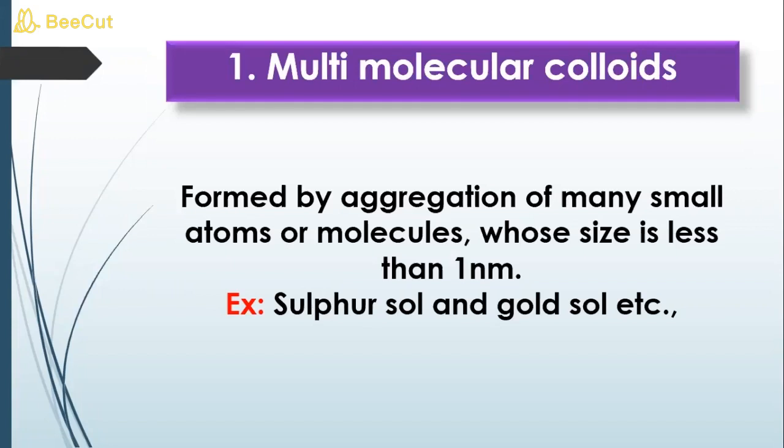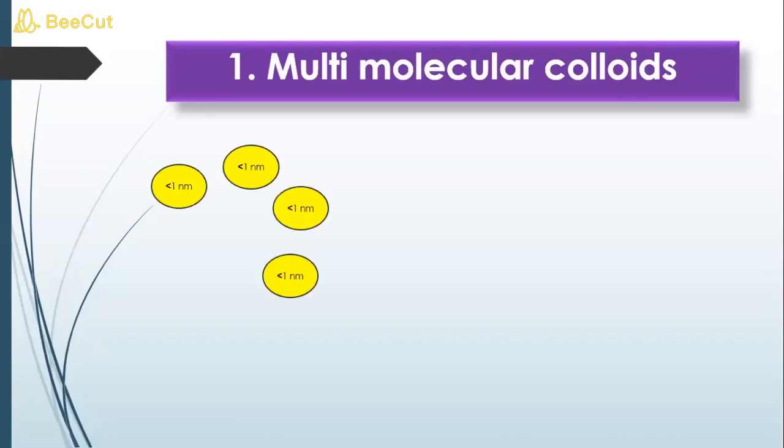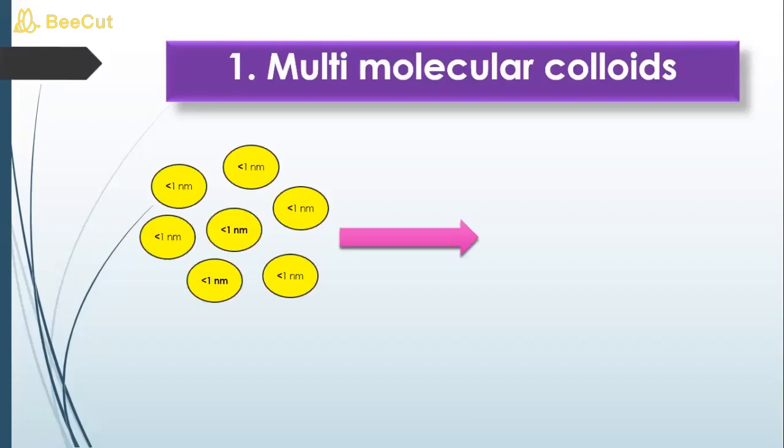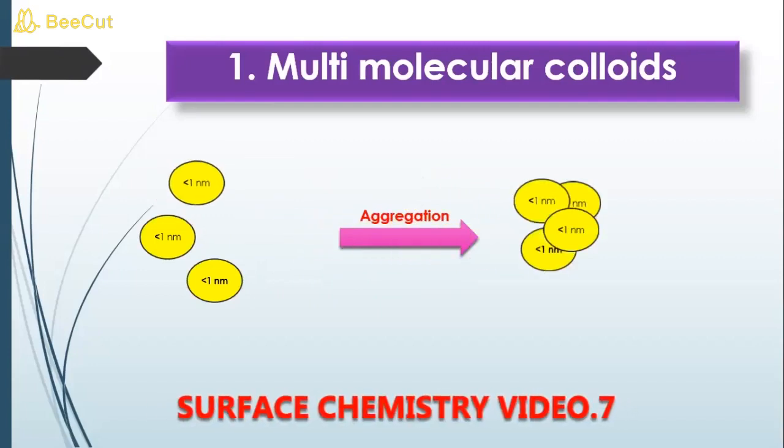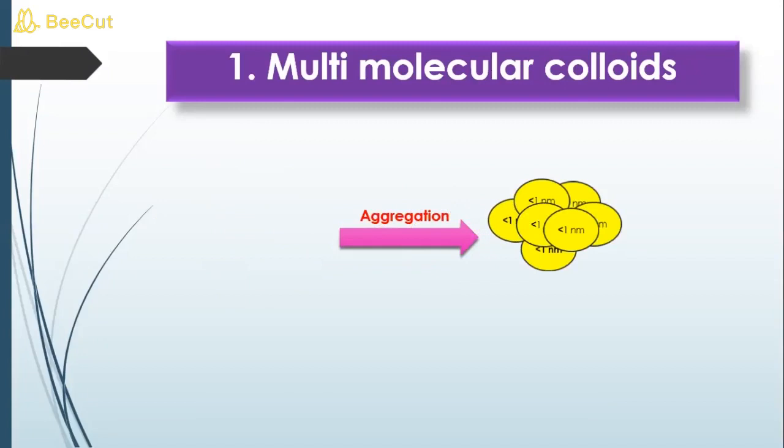These are colloids which are formed by aggregation of many small atoms or molecules whose size is less than 1 nanometer. For example, sulfur sol or gold sol or platinum sol. Once again, let us examine what multi-molecular colloids are. On the screen, what you can see is S8 molecules, which have a size lesser than 1 nanometer. When thousands of S8 molecules combine or aggregate, it forms a sulfur sol. Now, if you look at the size, it is bigger than what it was earlier. So this is how the multi-molecular colloids are formed.